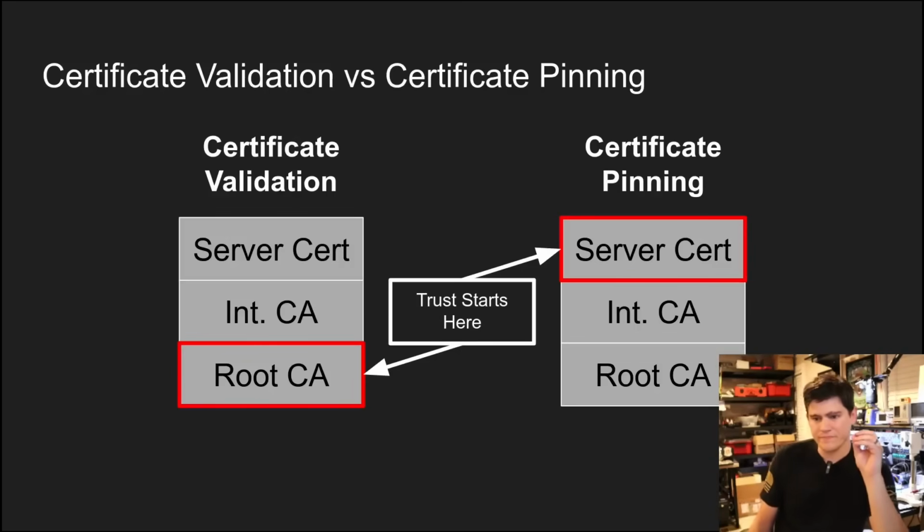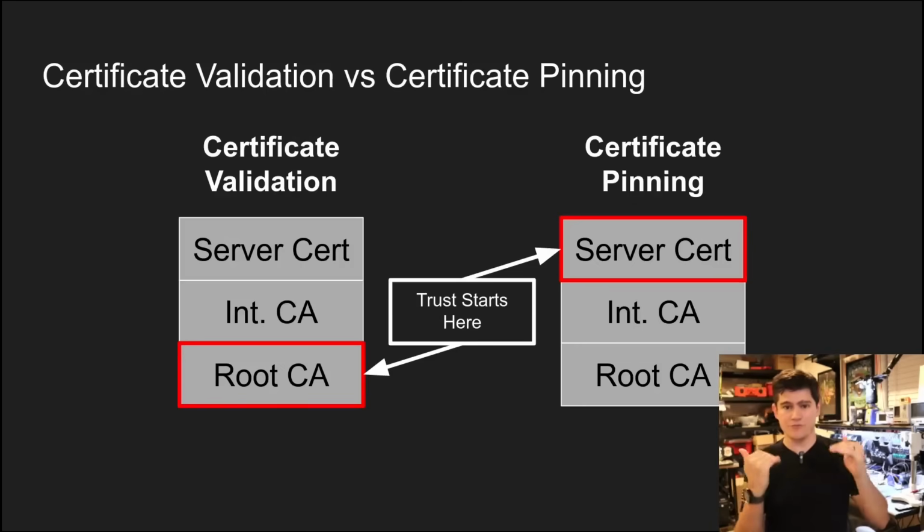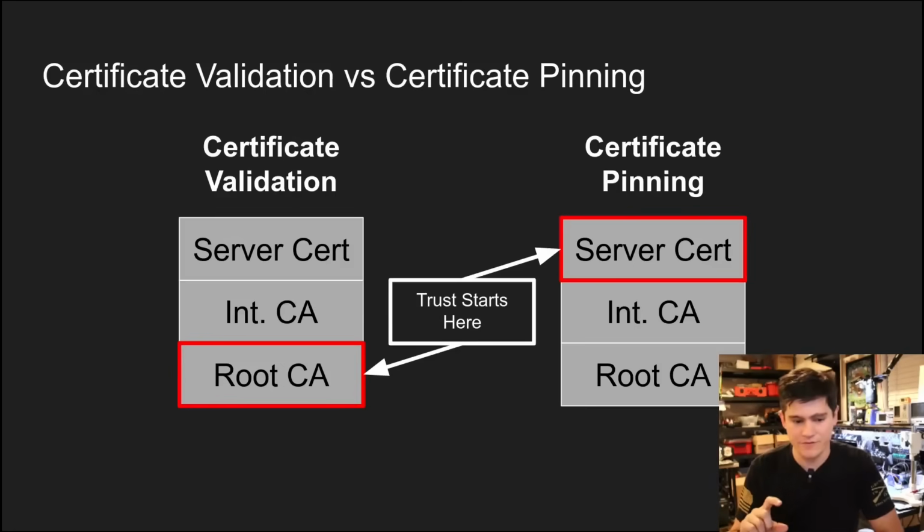So the difference is, on the left in this diagram, we see what certificate validation is. This is where we have a root CA. In the public key infrastructure system, there are certain root CAs. Now you might have your own private root CA, which is great, or you might use a public one. Doesn't matter. But the server certificate at the top is going to be signed by an intermediate, and that intermediate CA is going to be signed by the root CA.